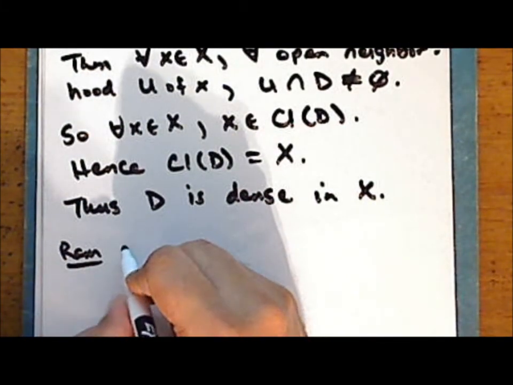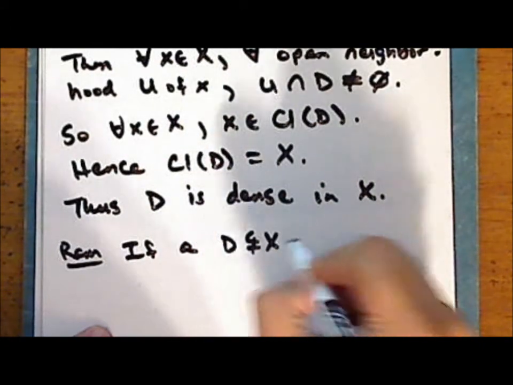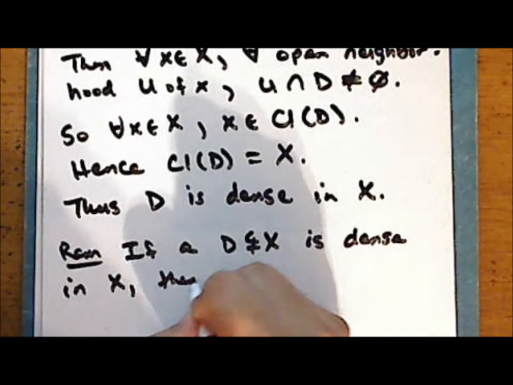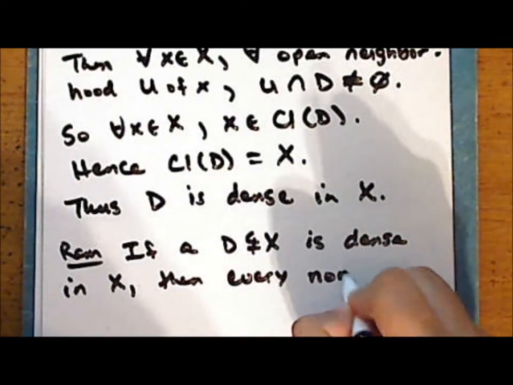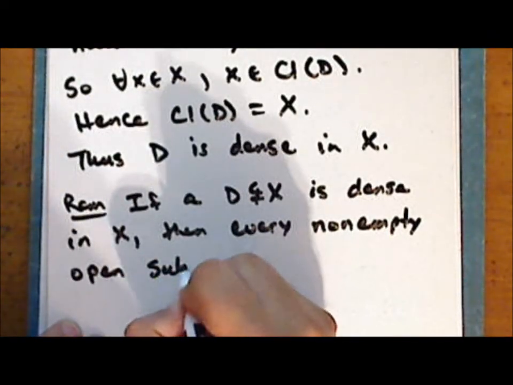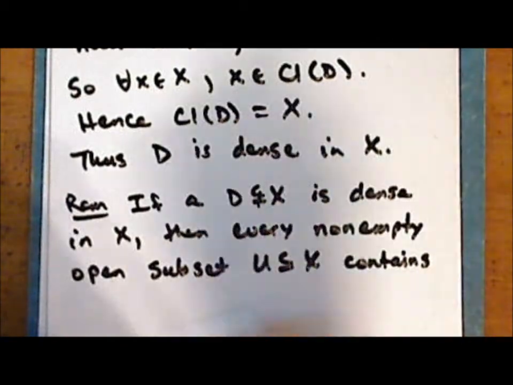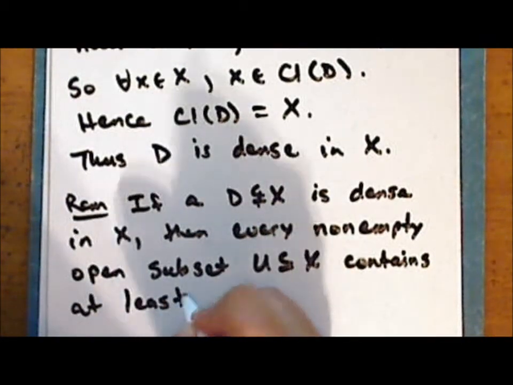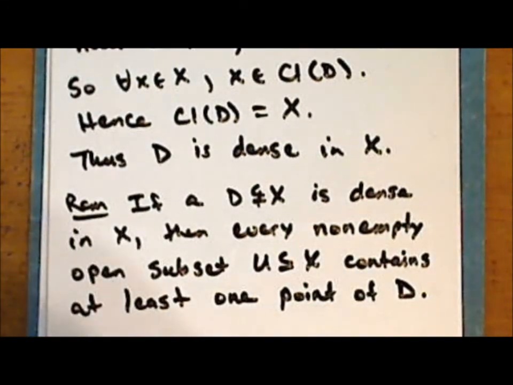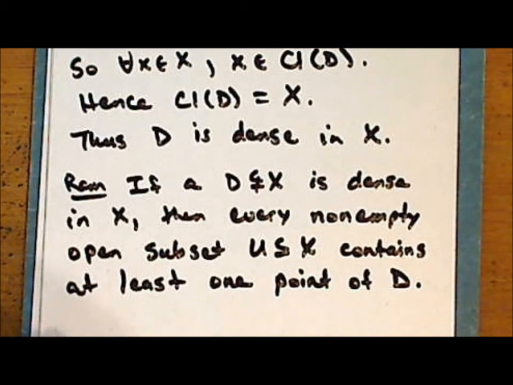So notice that this theorem states that if a proper subset D of the space X is dense in the space, then every non-empty open subset U of X contains at least one point of the set D. That is, every non-empty member of the topology contains at least one point of the set D.